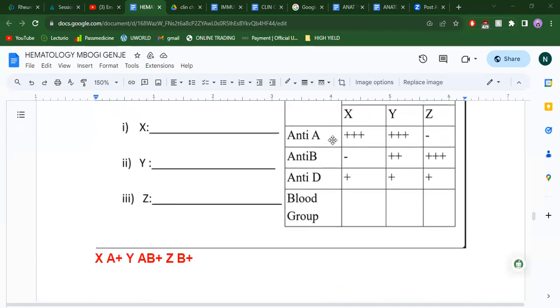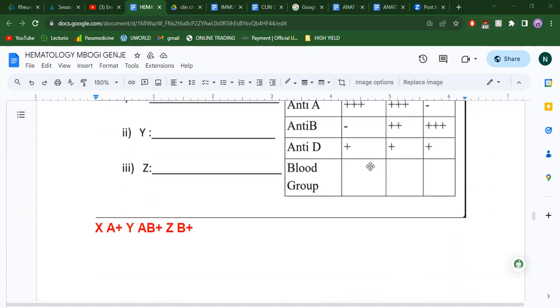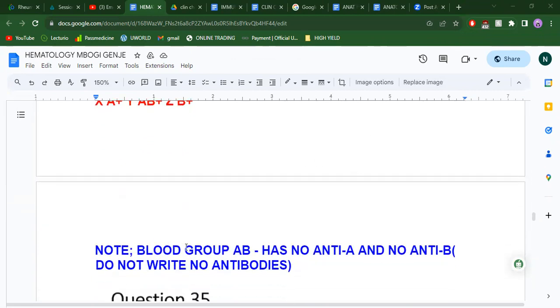But I've never seen a question on reverse grouping. Maybe they can bring it, but the first thing you see in this picture, make sure you see the cells are above the antisera, then you can reason out. So note, blood group AB negative has no anti-A and no anti-B. Do not write no antibodies. So this is a note you have to take. When you're asked what antibodies blood group AB has, don't say there are no antibodies. You have to say it has no antibody A and no antibody B. Okay?